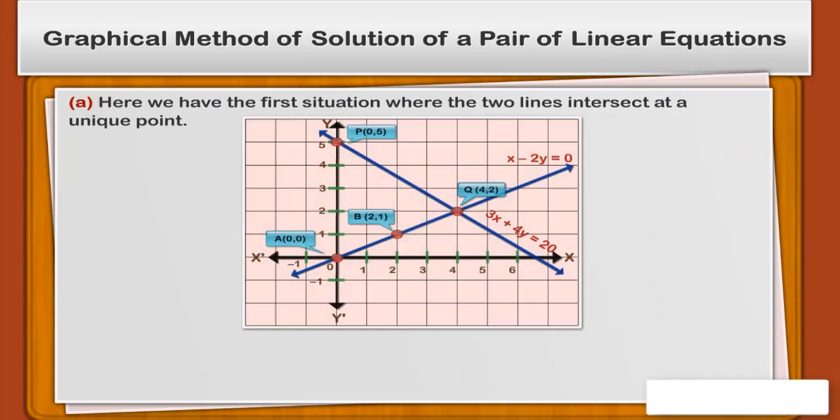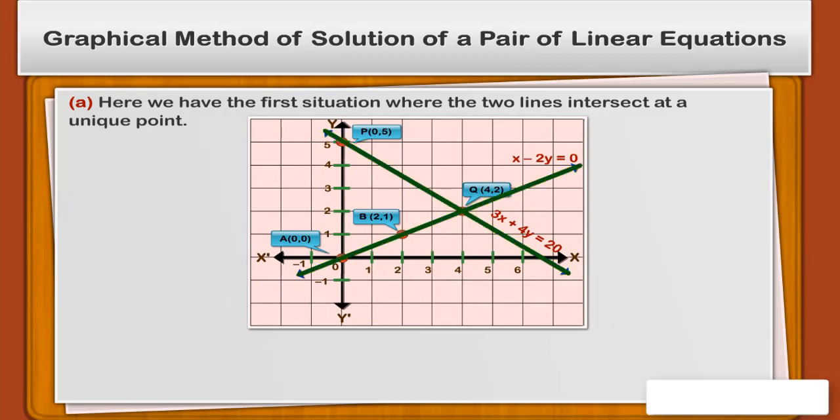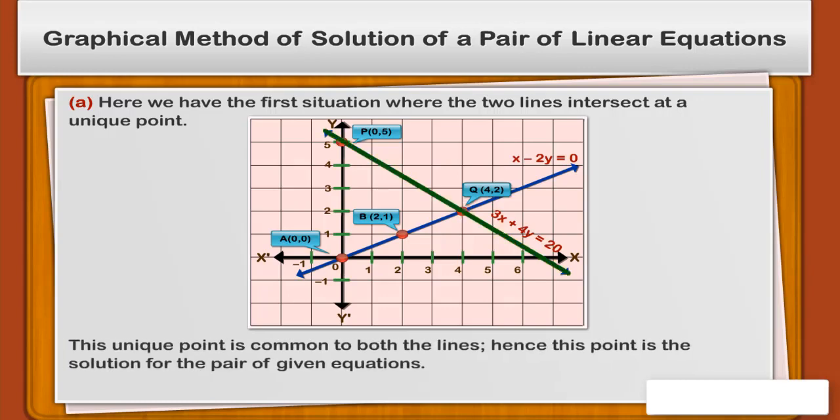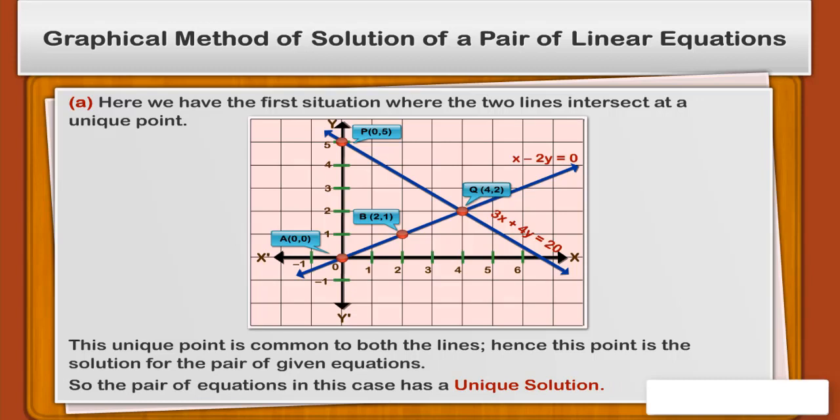Here, we have the first situation where the 2 lines intersect at a unique point. This unique point is common to both the lines. Hence, this point is the solution for the pair of given equations. So the pair of equations in this case has a unique solution.